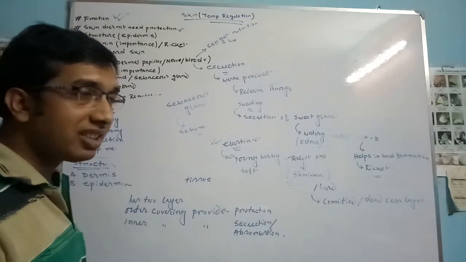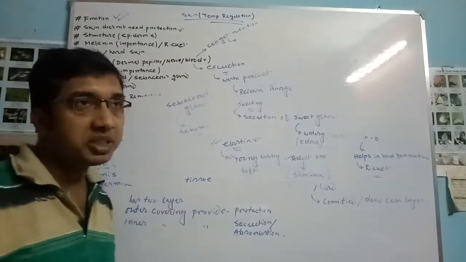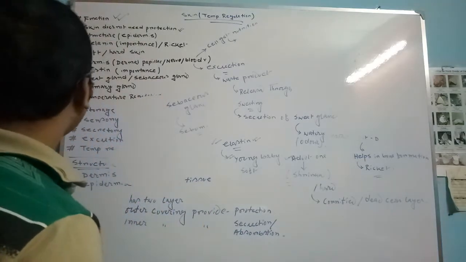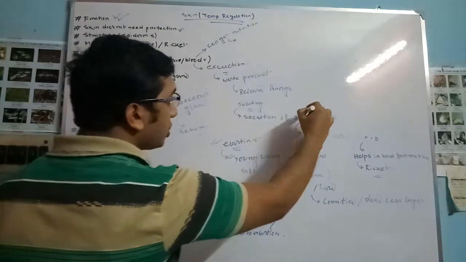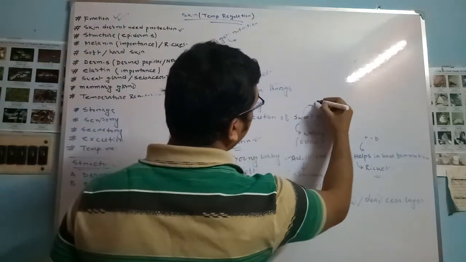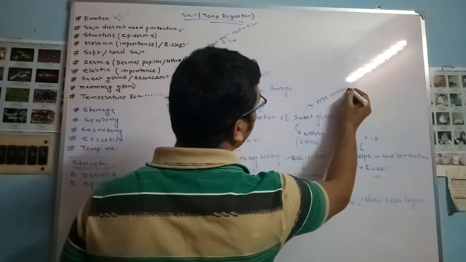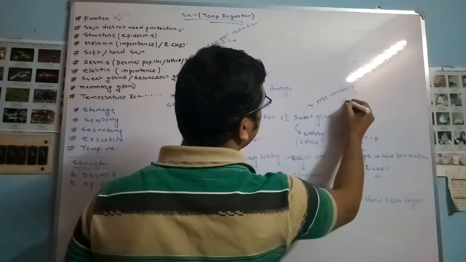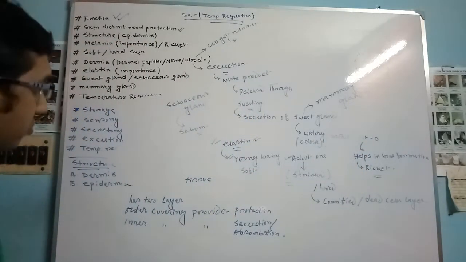Sweat gland and sebaceous gland: I already told about them and the difference between the two glands. And the mammary gland: the sweat gland becomes modified to form the mammary gland.